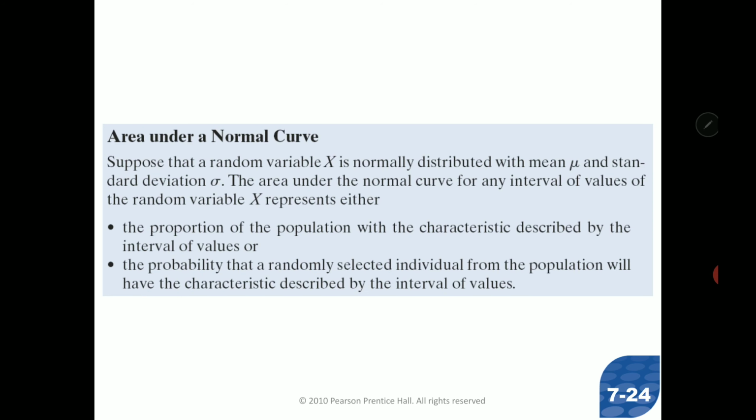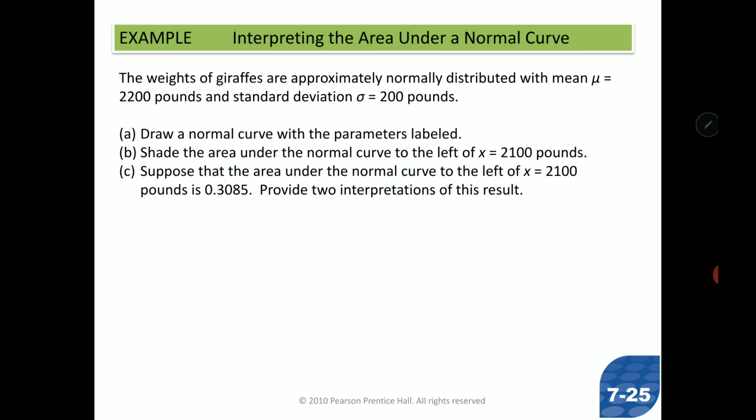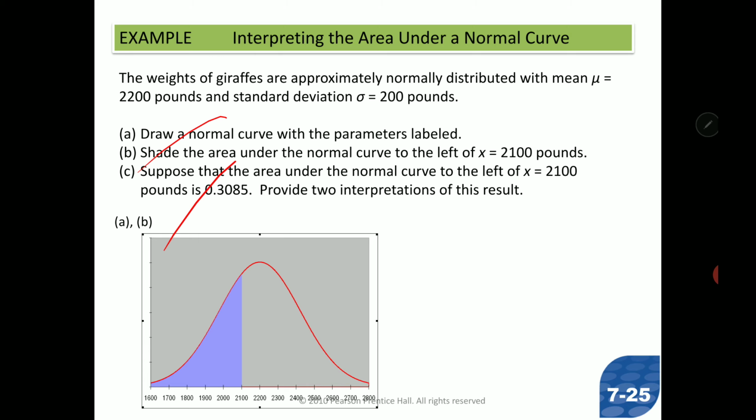We can say the area is the portion of the population with the characteristic described by the interval of values. It is the probability that a randomly selected individual from the population will have the characteristic described by the interval. So again, area is used to find proportion, probability, and even percent. Like we said, 95% or 92.5% scored above a 27 on the ACT. So we find proportion, probability, and percent using the normal curve. I'm not going to have you draw these and do all this stuff. That's just kind of a waste of time.